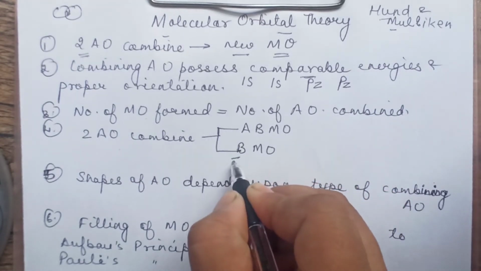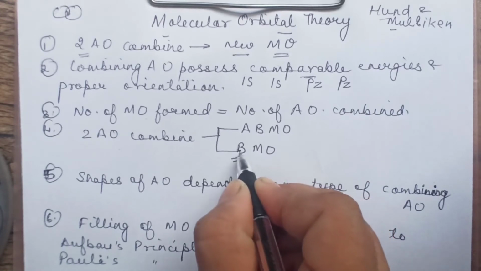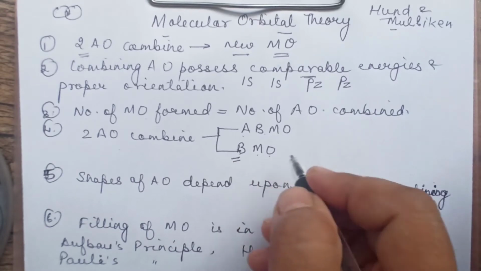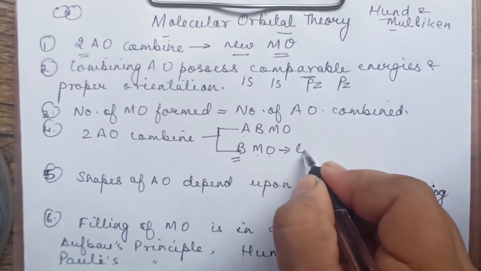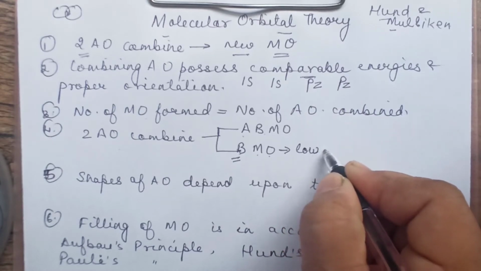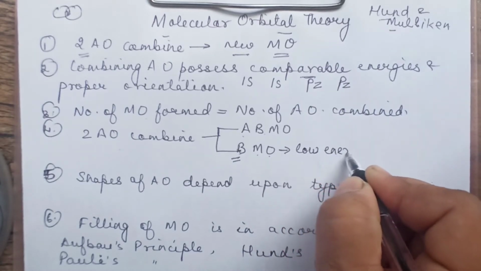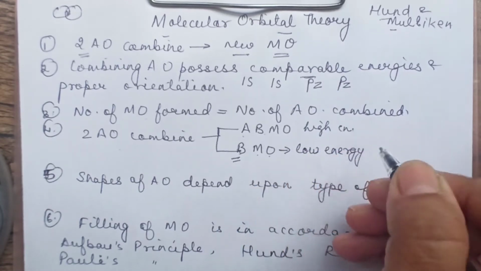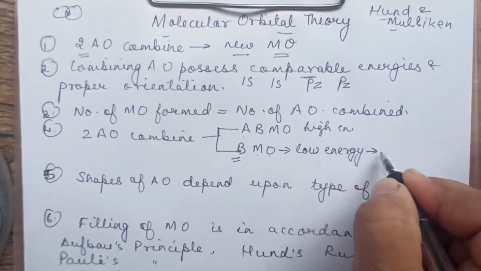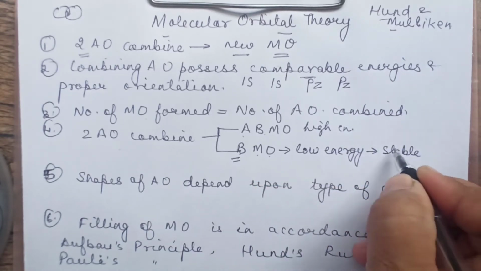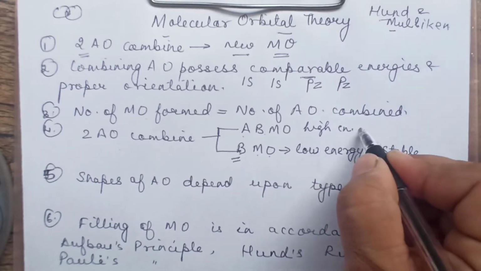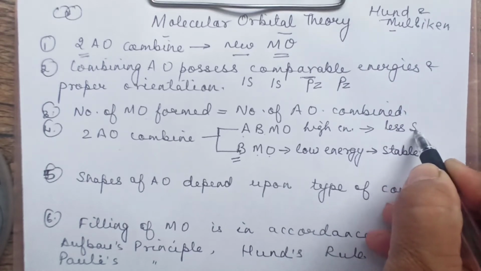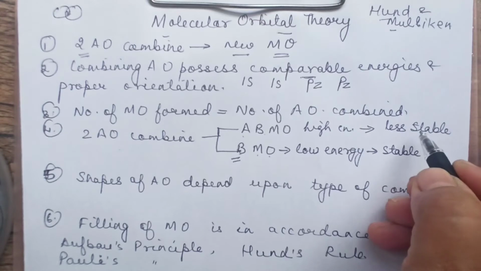When two atomic orbitals are combining, children, they form two molecular orbitals called the bonding molecular orbital and the anti-bonding molecular orbital. The bonding molecular orbital possesses lower energy. The anti-bonding possesses high energy. So obviously the bonding molecular orbital will be more stable, since whichever has less energy is more stable. The anti-bonding molecular orbital possesses high energy, so it is less stable than the bonding molecular orbital.